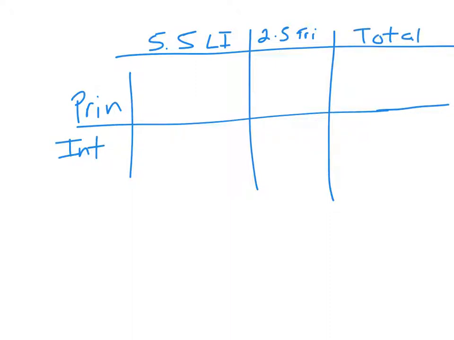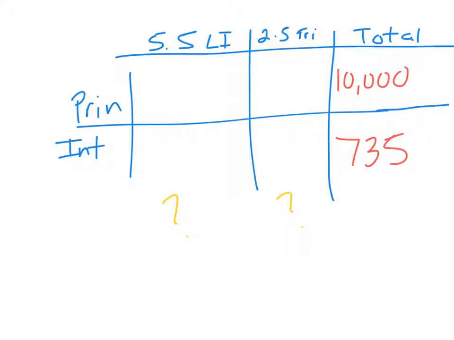Remember, the first row we titled principal. Don't forget that the total principal Franz borrowed was $10,000, so we already know what that is. The second row is the interest, and the total interest he paid we already know as well: $735. In the other two columns, we're trying to figure out how much of the $10,000 he borrowed from the lending institution, and how much from his friend.